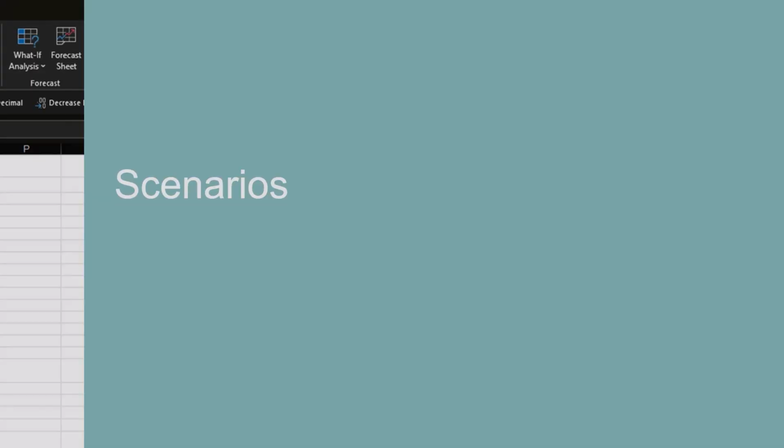Scenarios. Data tables allow you to easily vary up to two variables at once. One option to vary more than two variables is by creating scenarios. I'll walk you through two ways to create scenarios in Excel.